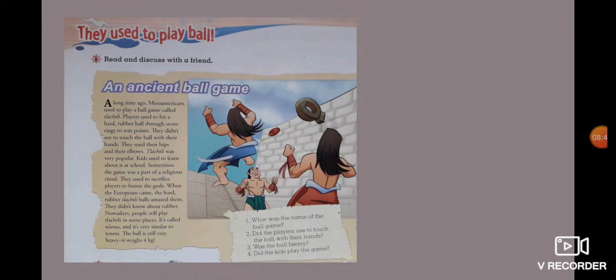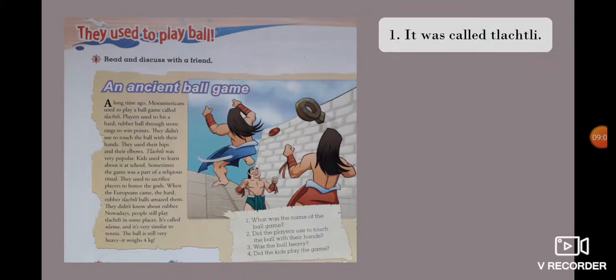And we have some questions here, and we need to answer them. You can write the answers in the little spaces that you have here in your book. At the beginning of the page, you have a blank space, so you can write the answers. The first one: what was the name of the ball game? In this case, it was called Tatli. This one is the name of the ball game, Tatli.